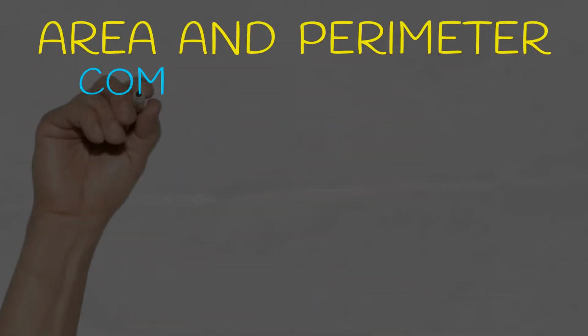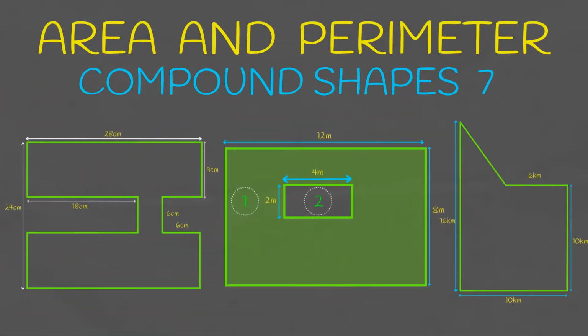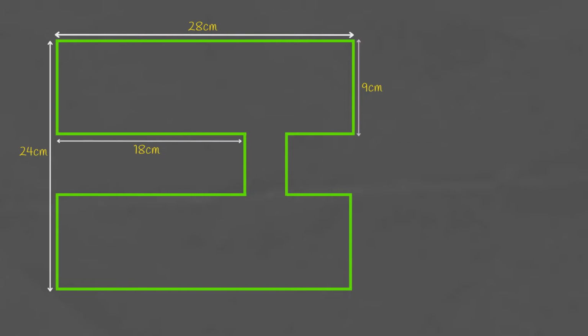Hello everybody and welcome to the seventh video on area and perimeter of rectangles, and in this video we're going to do some more compound shapes. So how do we find the area of this shape given these dimensions?